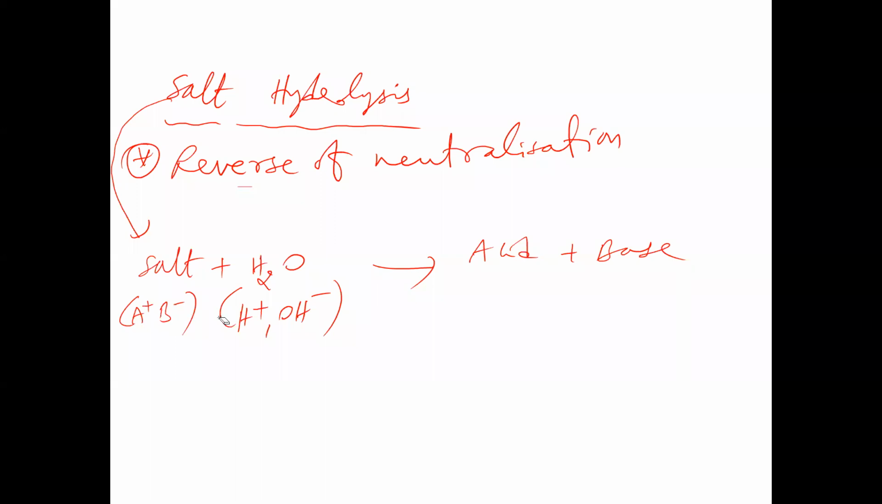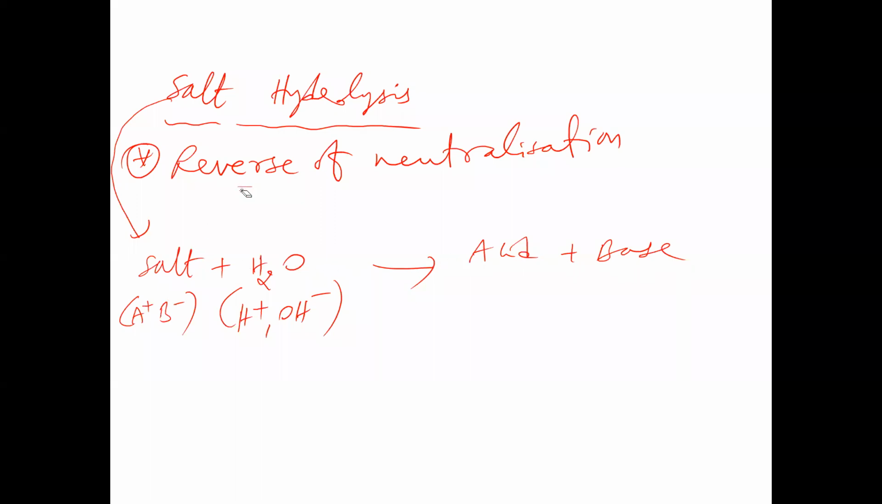If B minus combines with H plus, OH minus ions will be produced. If A plus combines with OH minus, then H plus will be released. Like that, the cation and anion of the salt will interact with water, react with water, to form acidic substance and basic substance.